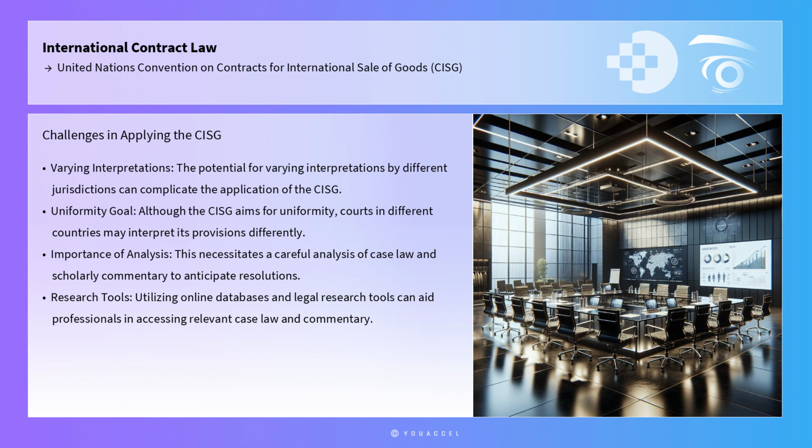One of the challenges in applying the CISG is the potential for varying interpretations by different jurisdictions. Although the CISG aims for uniformity, courts in different countries may interpret its provisions differently. This necessitates a careful analysis of case law and scholarly commentary to anticipate how specific issues might be resolved. Utilizing online databases and legal research tools can aid professionals in accessing relevant case law and commentary, ensuring informed decision-making.